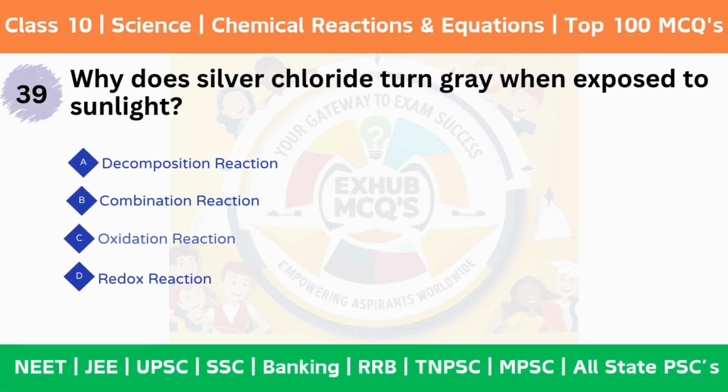MCQ 39. Why does silver chloride turn gray when exposed to sunlight? Option A, decomposition reaction. Option B, combination reaction. Option C, oxidation reaction. Option D, redox reaction.